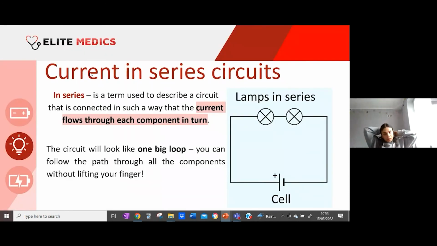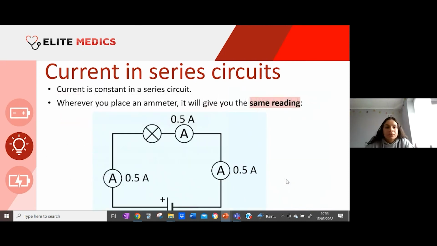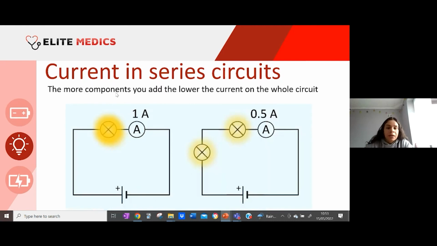So, current in series. In series describes a circuit that's connected with each component in turn. The circuit will look like one big loop, and you could follow it through with all the components without lifting your finger. So current is constant in a series circuit, and wherever you put your ammeter, you would get the same reading. Okay, so try to remember that. The more components you add, the lower the current will be on the whole circuit.